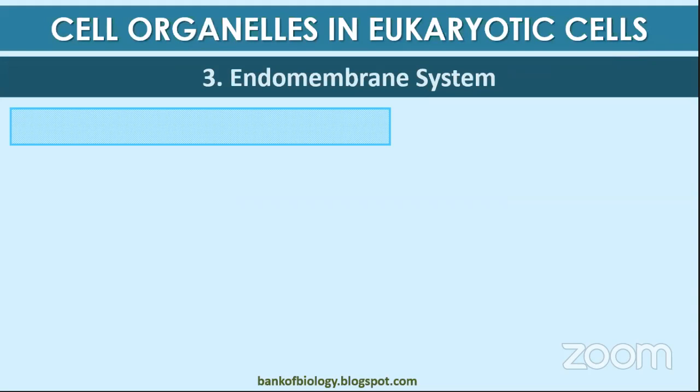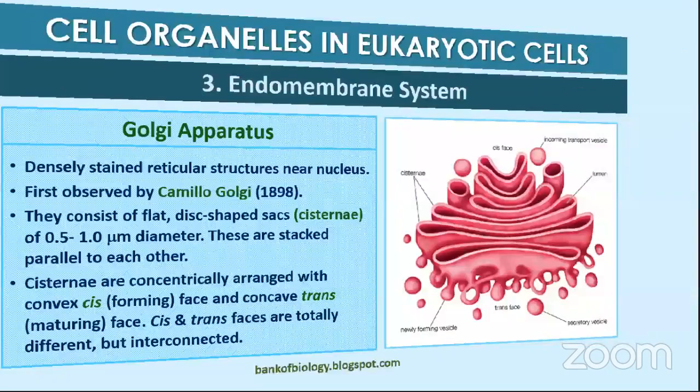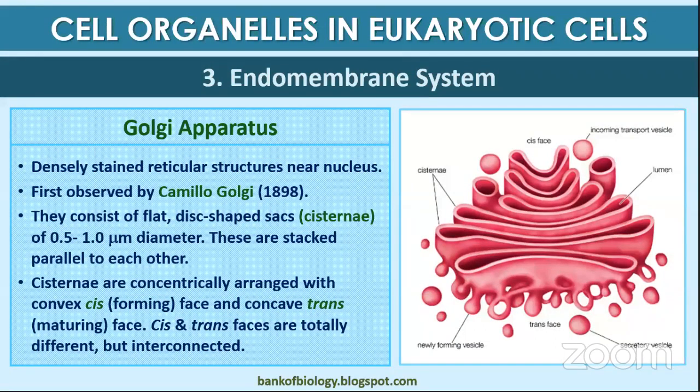That is the Golgi. Golgi was discovered by Camillo Golgi in the year 1898. This is very important. It consists of flat disc-shaped sacs called cisternae of 0.5 to 1 micrometer diameter. They are stacked parallel to each other. Cisternae are concentrically arranged with convex cis forming face and concave trans maturing face. Cis and trans faces are totally different but interconnected. So know this, very important.